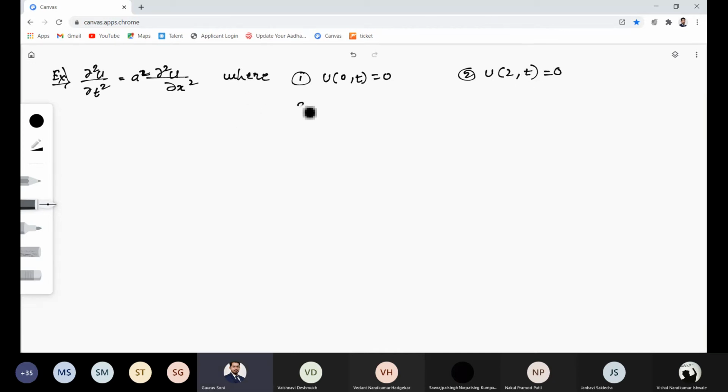Third one, del u by del t at t equal to 0 is 0. And the fourth one, u of x comma 0 is equal to 2x. Please do it. You have 5 minutes.